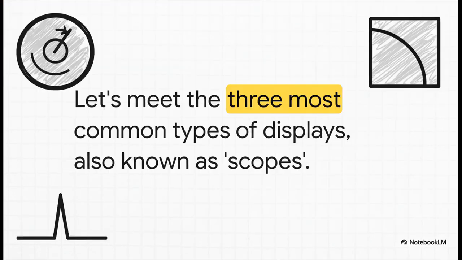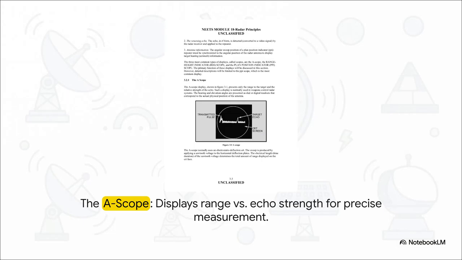Okay, so not all radar displays are created equal. Different jobs need different kinds of views. So let's meet the three most common types of displays, which are usually just called scopes. First up, we've got the A scope. This is the most basic one.